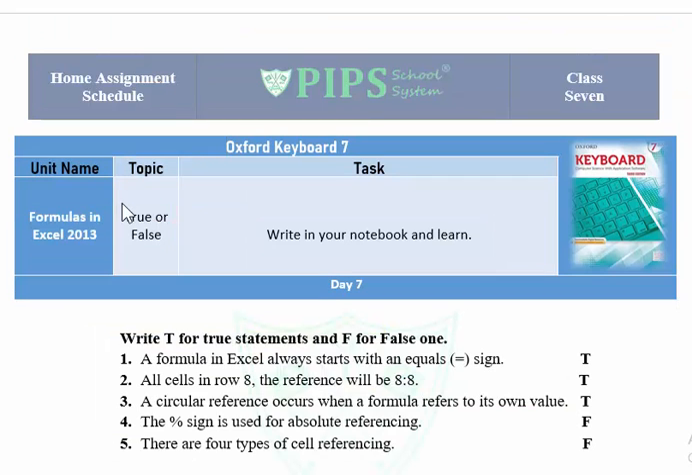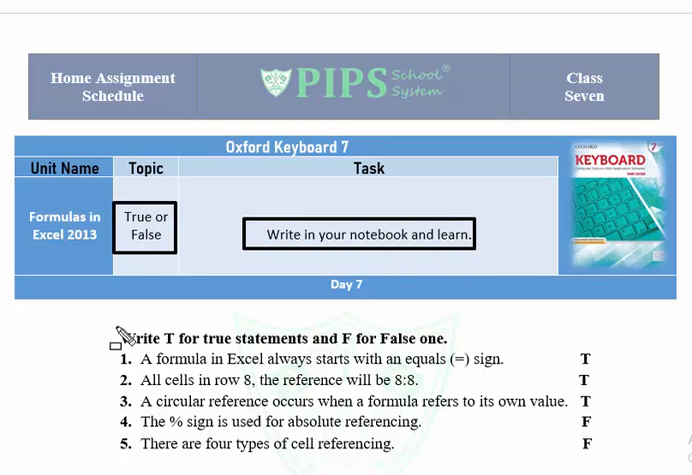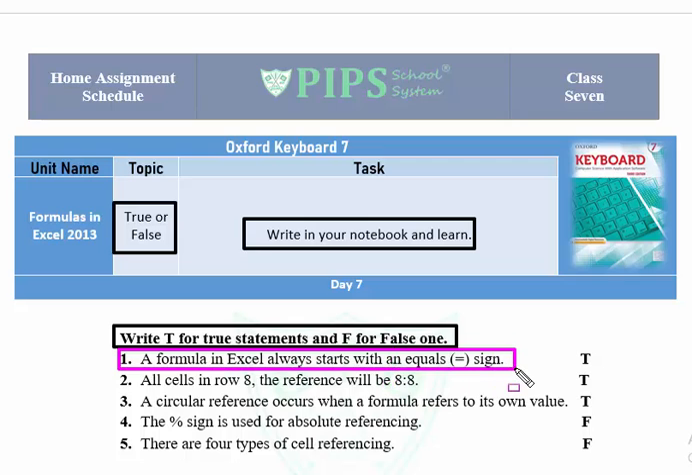Next topic is true and false. Write in your notebook and learn. The statements are given to you. You have to write T for the true statement and F for the false one. First statement: a formula in Excel always starts with an equal sign. True. We always start a formula with an equal sign in Excel.